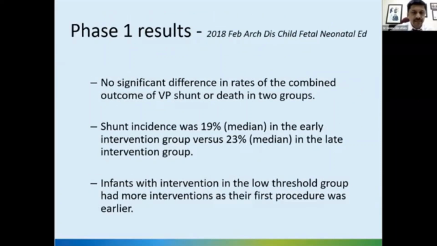The primary outcome was the incidence of the need for ventriculoperitoneal shunt or death. And the first publication, which came in 2018, did not show any significant difference in the combined outcome. But if you look at the shunt incidence, there was a lower shunt incidence in the early intervention group, but this was not big enough to be statistically significant. And obviously, more infants underwent interventions in this early intervention group because the cutoff is on the lower side.